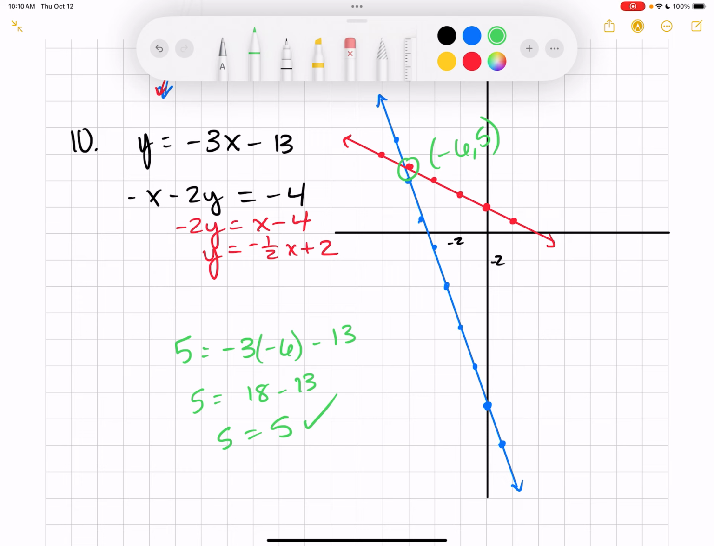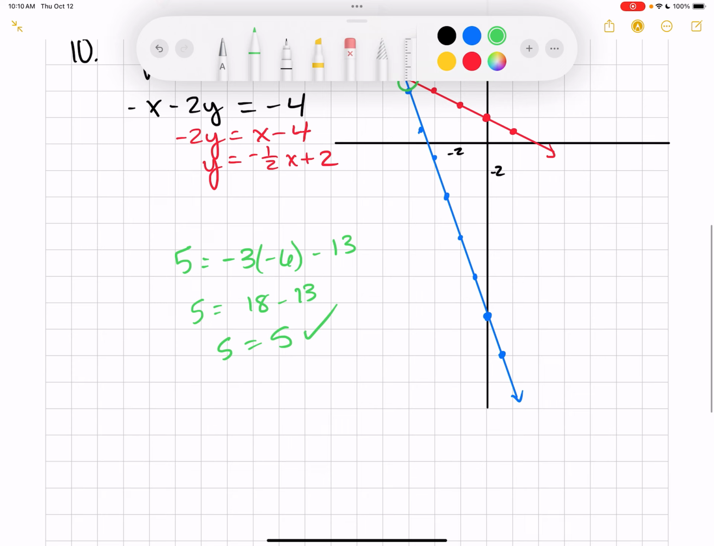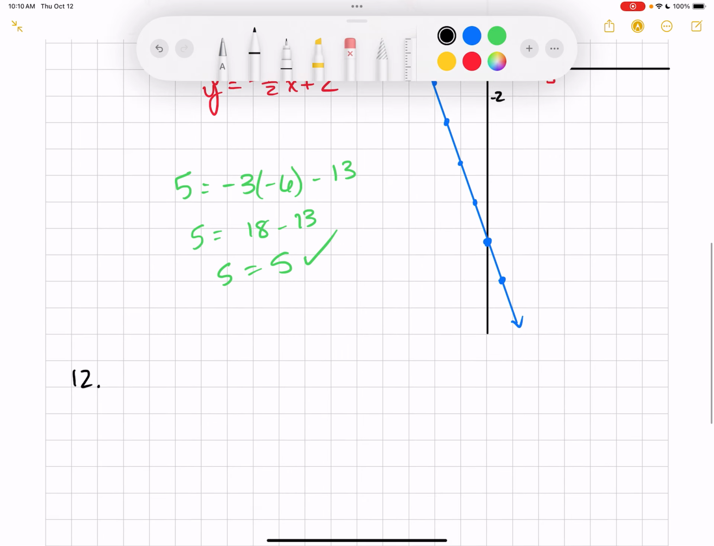All right, let's look at 12. We've got y equals 4x plus 3 and 20x minus 5y equals -15.